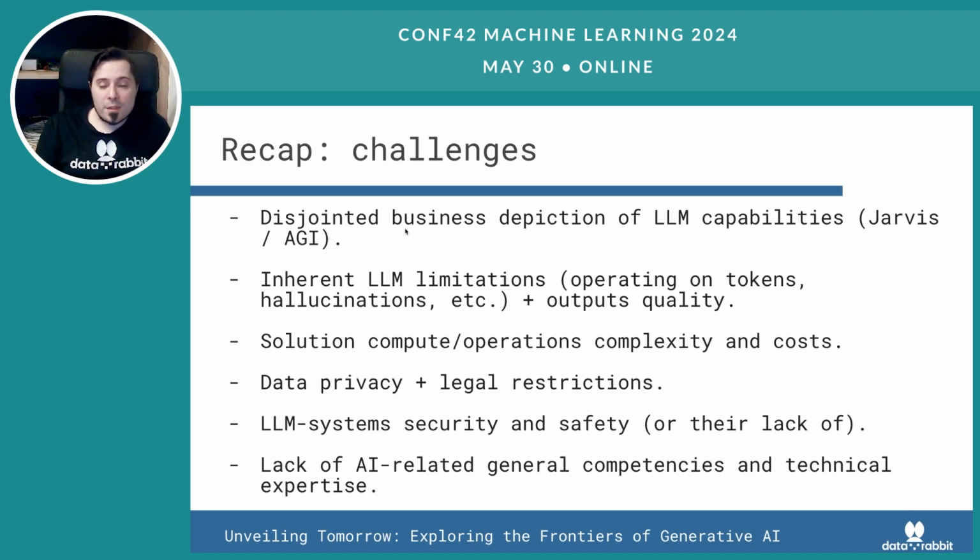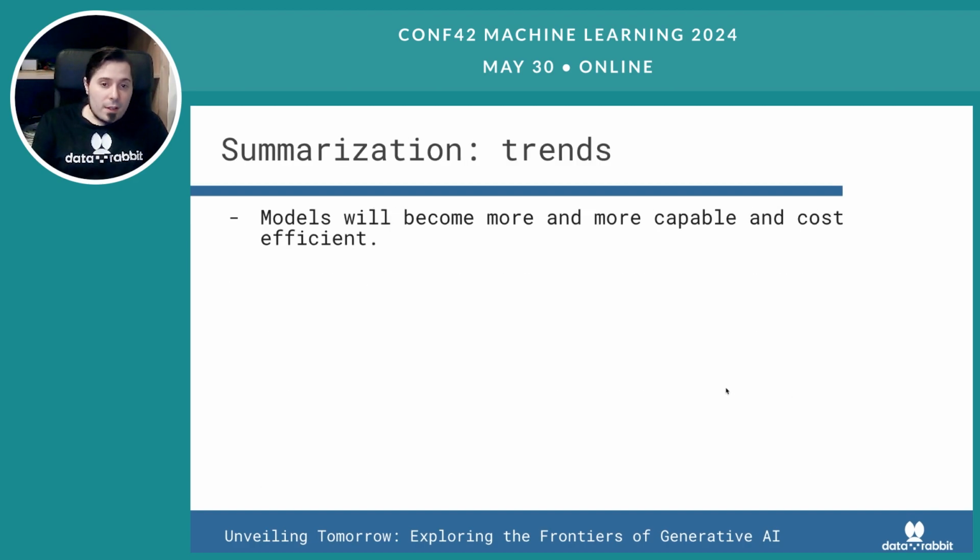LLMs have those limitations: they operate on tokens, they hallucinate. They are quite costly in terms of compute and cost in general. There are some privacy and legal restrictions. Security and safety, or rather the lack of it, is definitely a challenge. And in general, companies are lacking AI-related competencies and technical expertise.